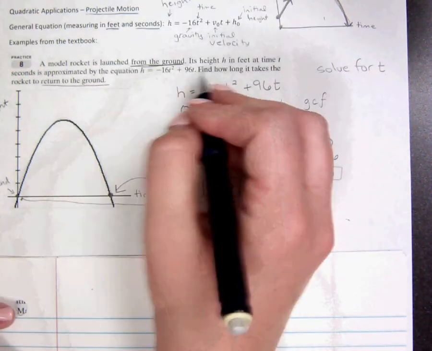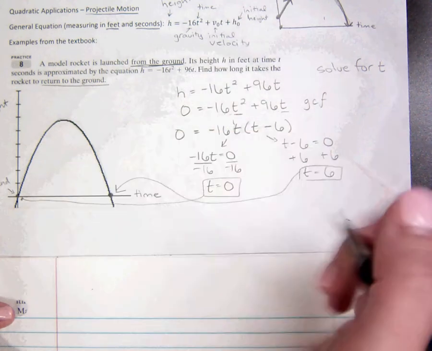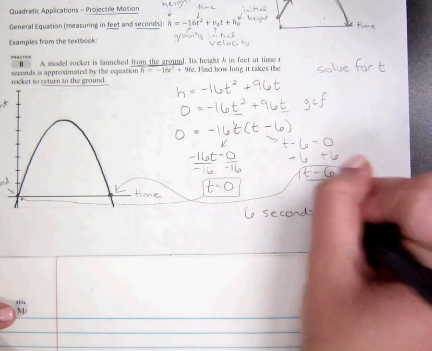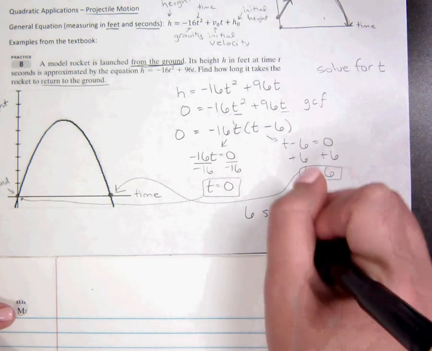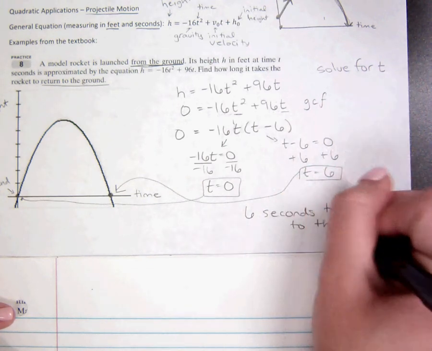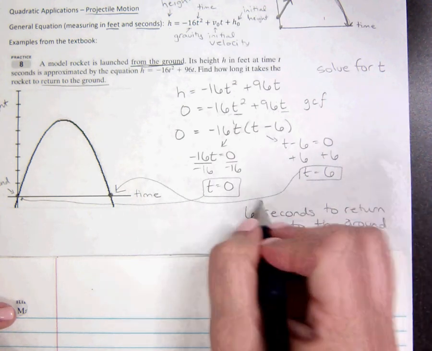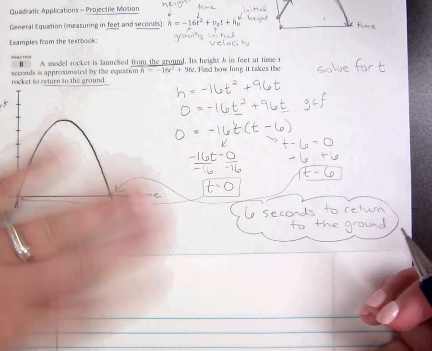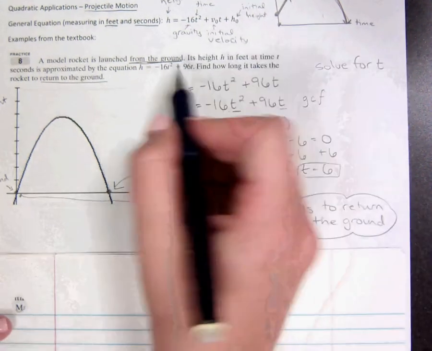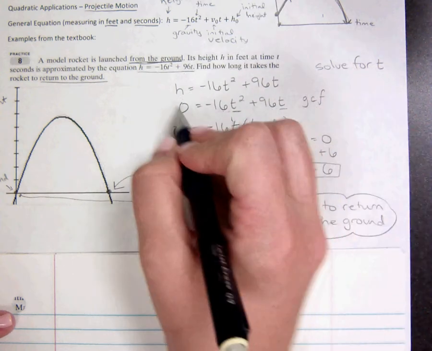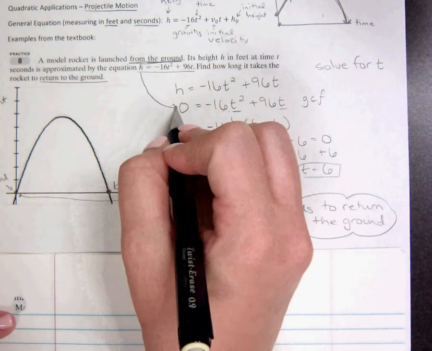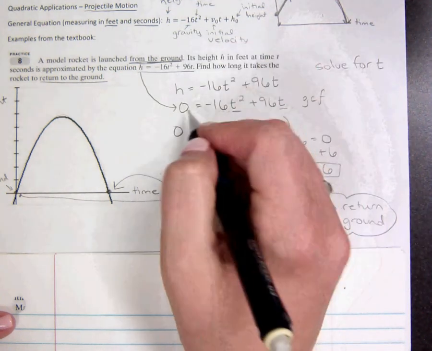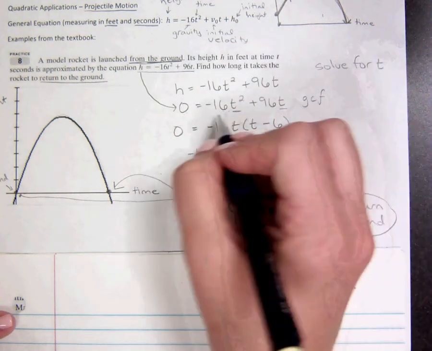So the question says, find how long it takes the rocket to return to the ground. It takes 6 seconds to return to the ground. Let's talk about that again. I know that's kind of confusing with these applications. They're going to give you the equation. You're going to set the equation equal to 0, so h will always be 0 for these problems. In college algebra, it's a little more complicated, but for us, we're just looking at it being set equal to 0. Then we're solving for t.